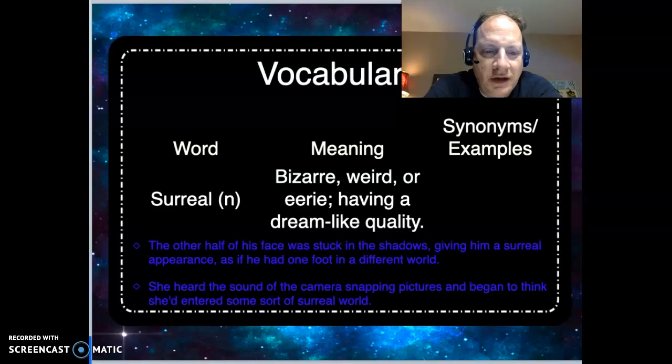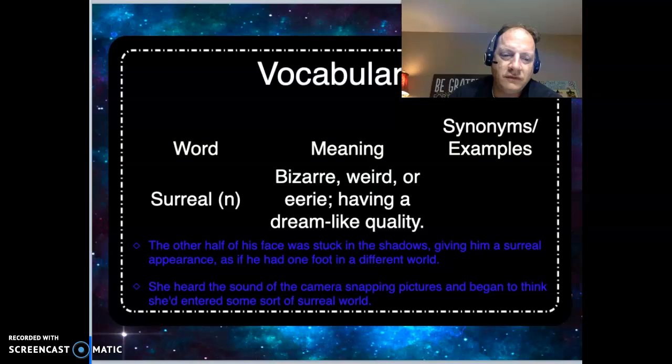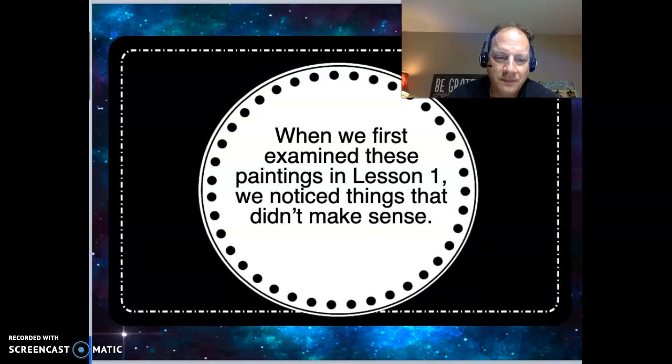Okay, so the other half of his face was stuck in the shadow, giving him a surreal appearance, as if he had one foot in a different world. Impressive. She heard the sound of the camera snapping pictures and began to think she had entered some surreal world.